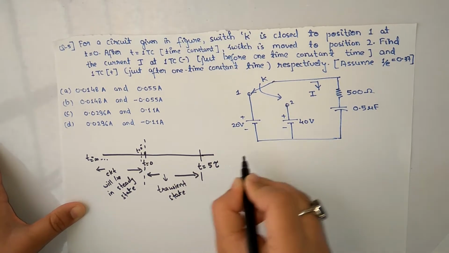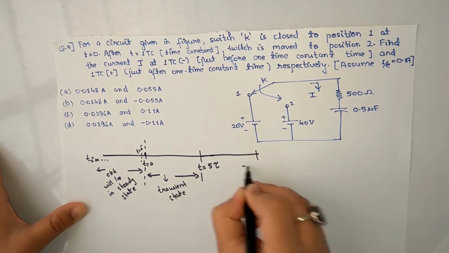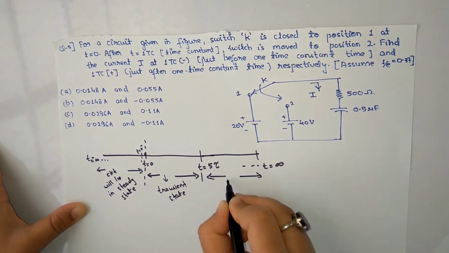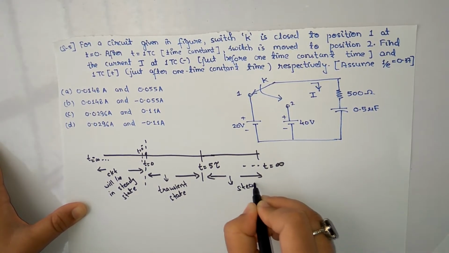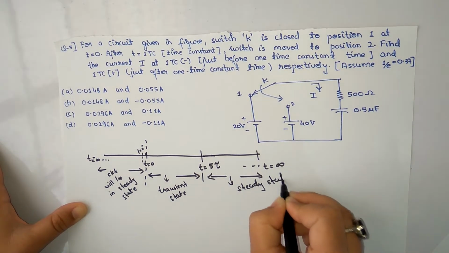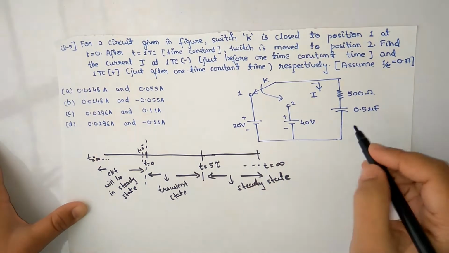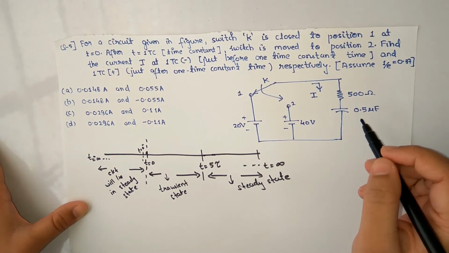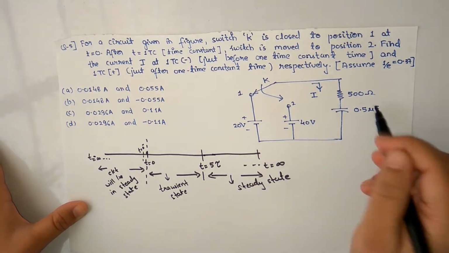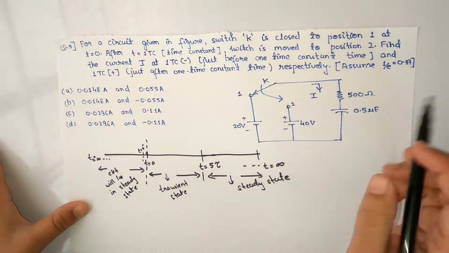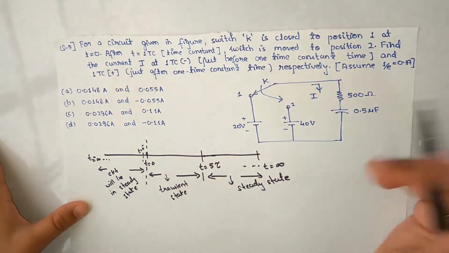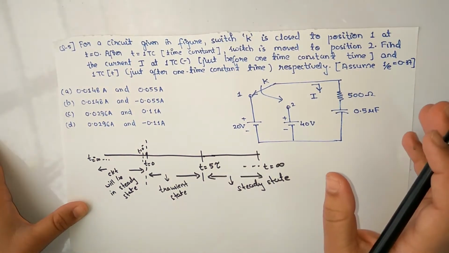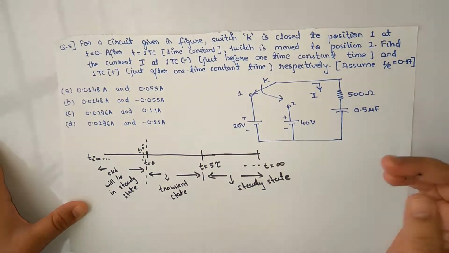And from t equal to 5 tau up to t equal to infinity, the circuit is back again in steady state. And why do we have the transient state? It is only because of energy storing elements like capacitor or inductor. Since the capacitor stores energy in the form of voltage, for a capacitor all the analysis is done in terms of voltage, and in an inductor the energy is stored in terms of current, so we do all the respective analysis in an inductor in terms of its current.